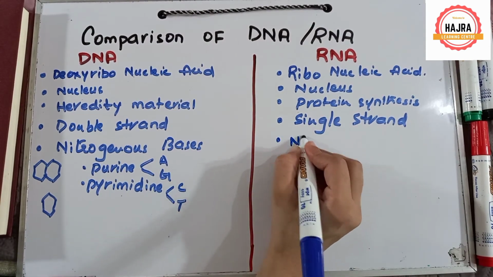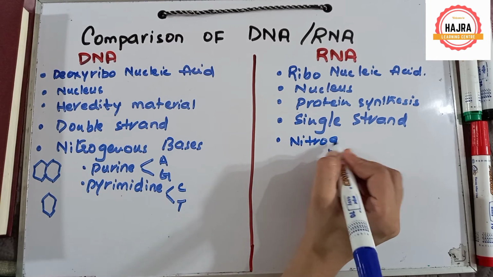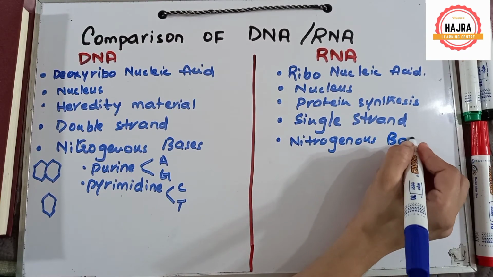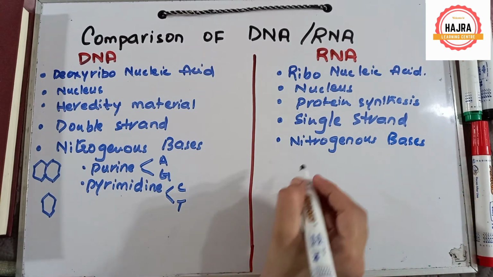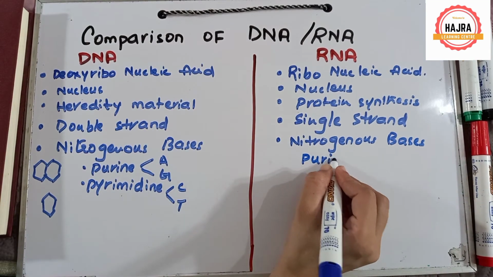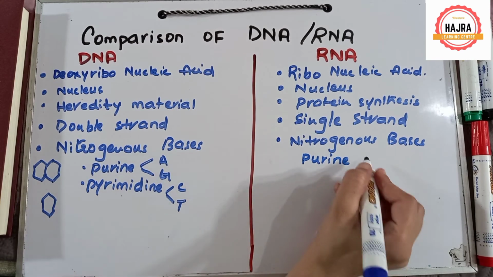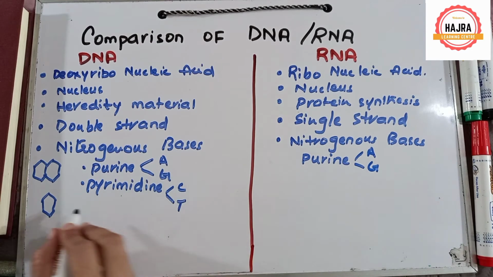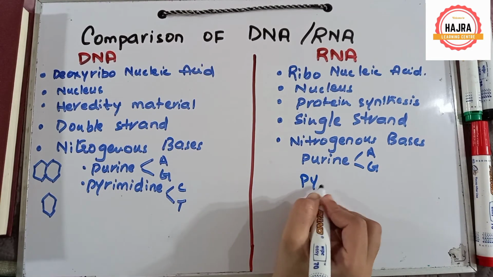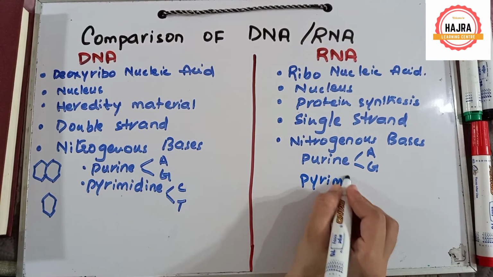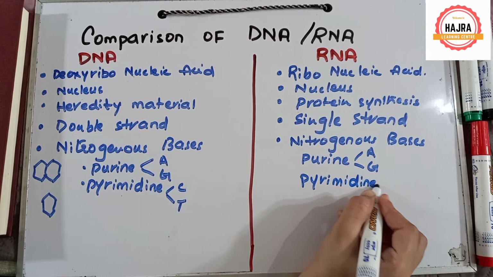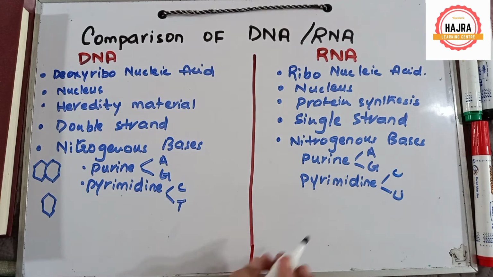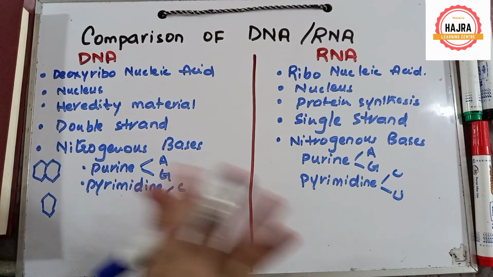The nitrogenous bases of RNA are the same as DNA, but there is a little difference. The purines in RNA and DNA are the same: adenine and guanine. But in pyrimidines, there is no thymine in RNA. Instead of thymine, there is uracil. So the pyrimidines are cytosine and uracil.